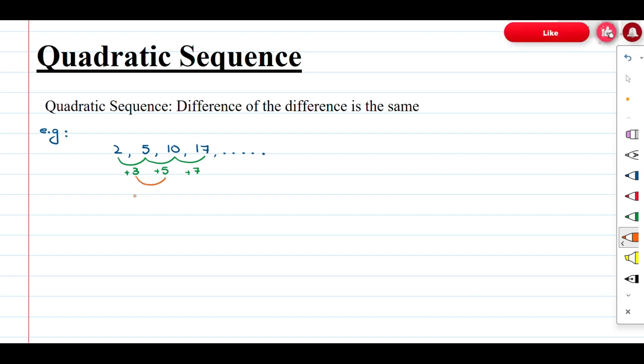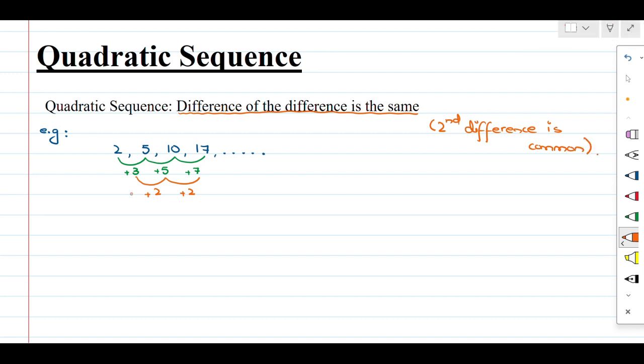The difference between 3 and 5 is plus 2. The difference between 5 and 7 is also plus 2. So you can see the second difference is the same, right? So the difference of the difference is the same. It means the second difference is common. In a quadratic sequence, the second difference is common, right?